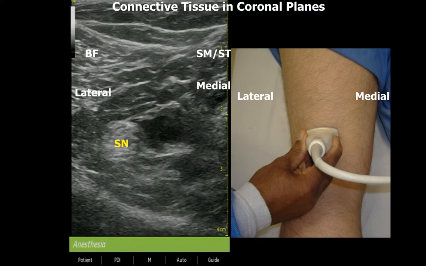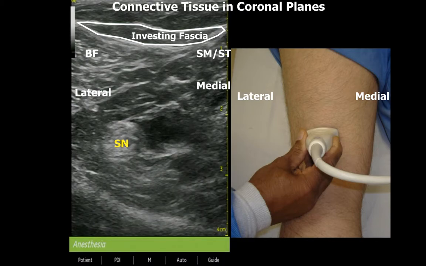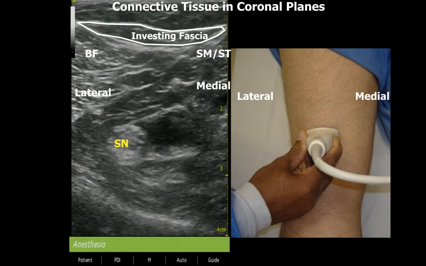In this image of the left thigh, the transducer has been positioned at the level of the sciatic nerve. In addition to the investing fascia of the thigh, there are fascial layers oriented in a coronal plane that extend between the sciatic nerve and the semimembranosus, semitendinosus muscles. This ultrasound clip illustrates clearly how these fascial planes can affect distribution of local anesthetic. Notice how there is tenting of the fascia as the needle approaches.